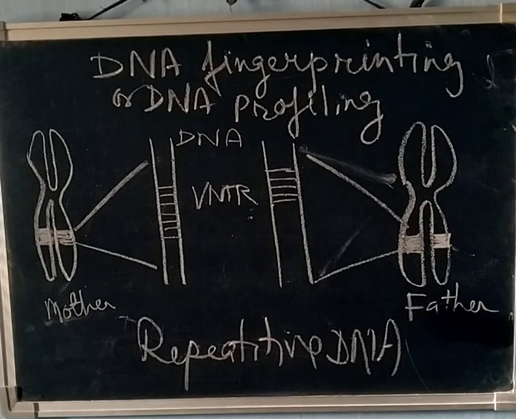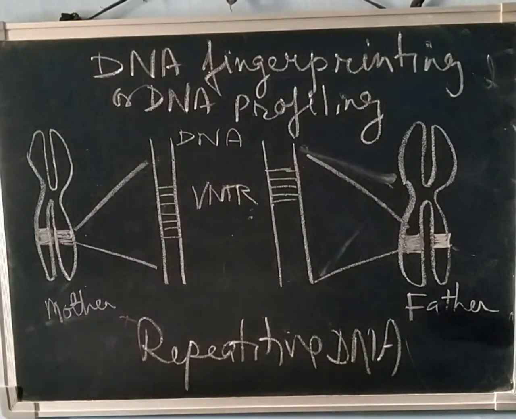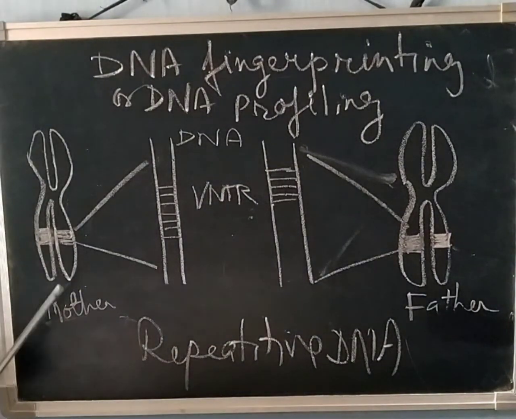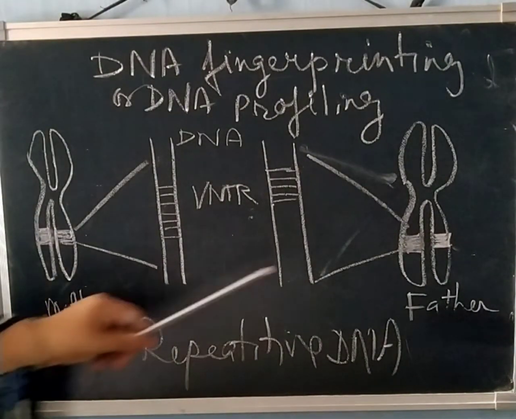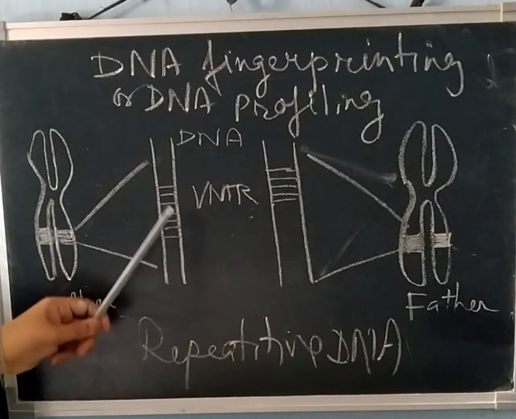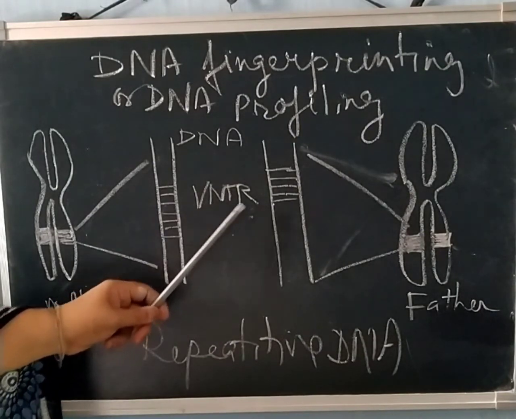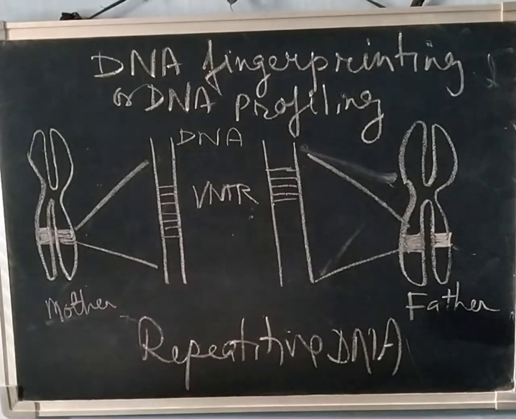So the sequences do not code for any protein. The repetitive DNA sequences don't code for any protein. Here you can see this is the mother chromosome, this is the father chromosome, and this portion is the repeated sequences, and VNTR. So we will display variable number of tandem repeats, and here is the father's chromosome.